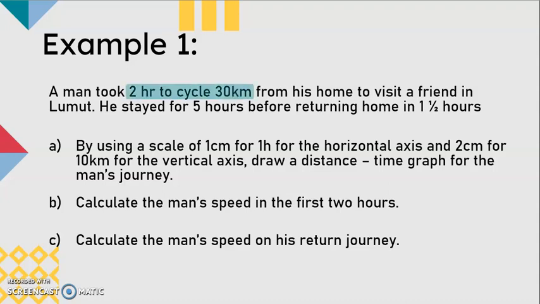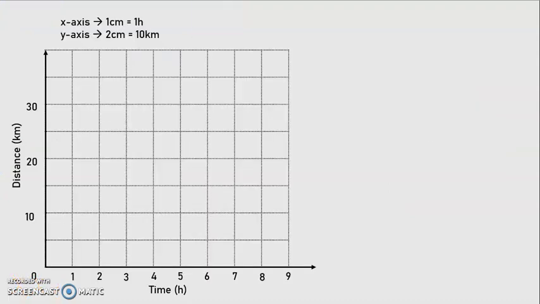So first, you have to highlight all the key information given. Next, you can draw the graph with two axes. In this case, we have kilometers against time, using the scale given. Once you draw the graph, your graph should look like this.